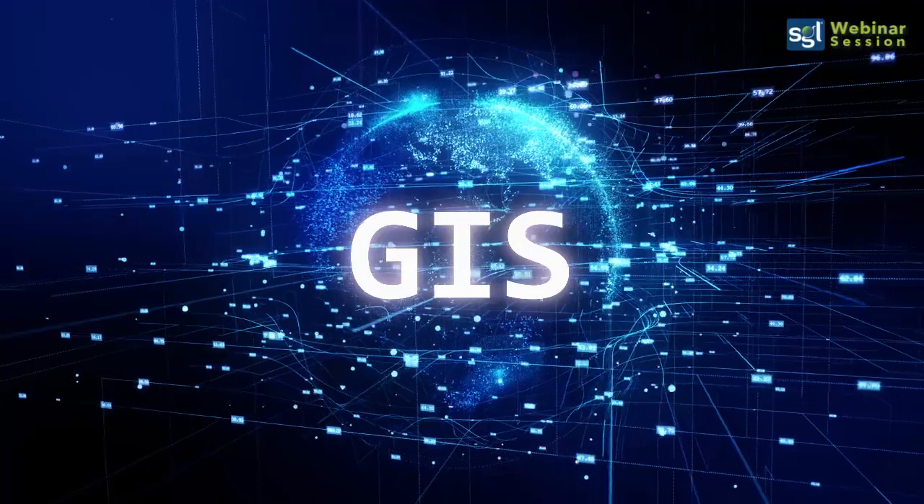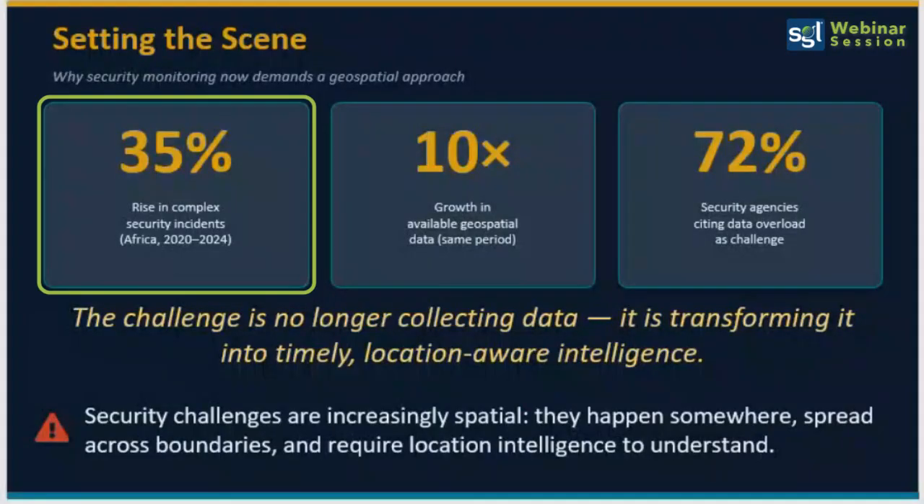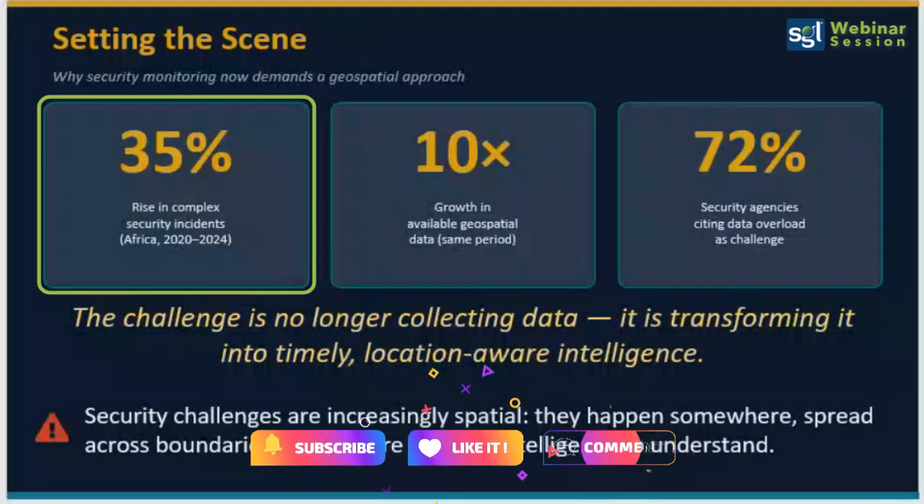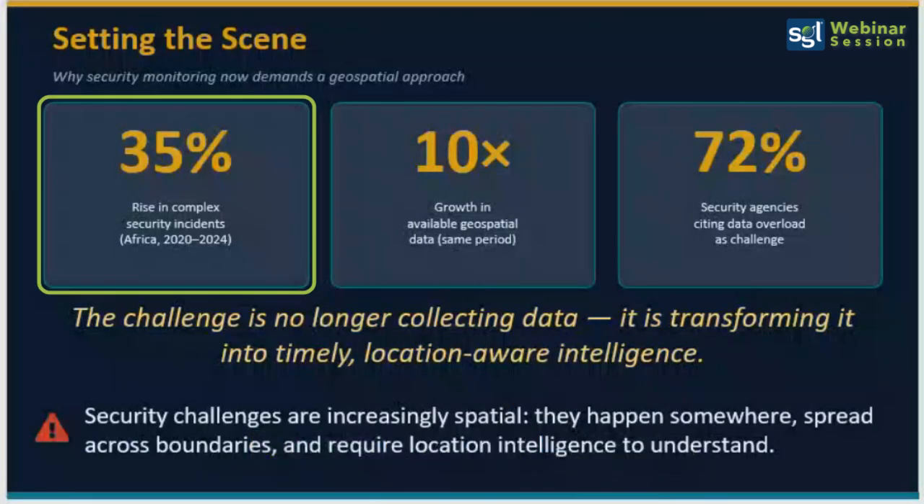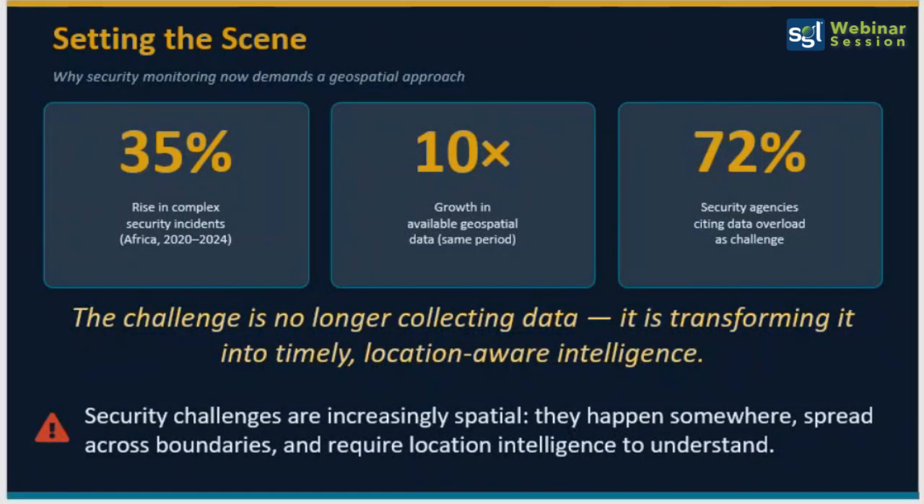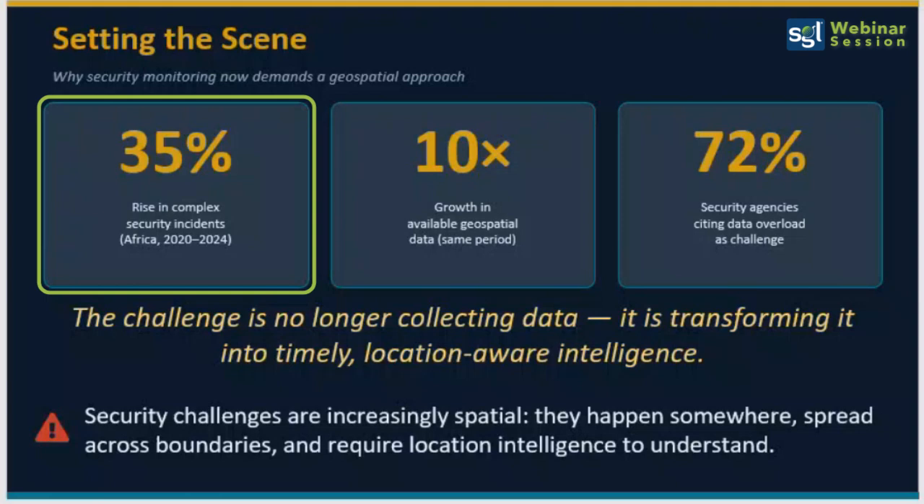Now, setting the scene, why security monitoring now demands a geospatial approach. Just look at the war between Iran, Israel, Lebanon, and America. It is a war that is being fought using remote sensing and GIS. Any nation in the world today, if you want to fight insecurity, you must utilize remote sensing and GIS. No nation grows beyond its remote sensing and GIS.